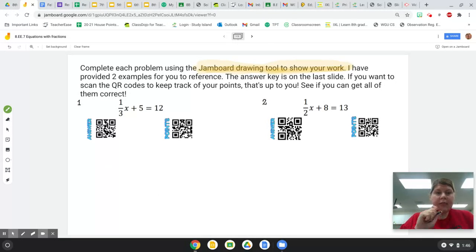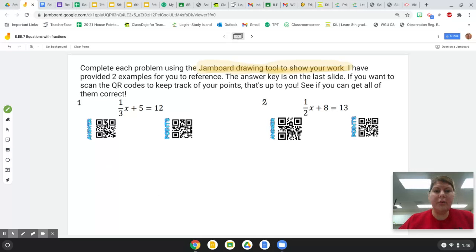In this activity, it tells you to complete each problem using the Jamboard drawing tool to show your work. I want you to get used to using this tool because I plan on using this for assessments. That way it's an easy way to show your work. If you're having issues with it, just let me know and we'll figure it out.